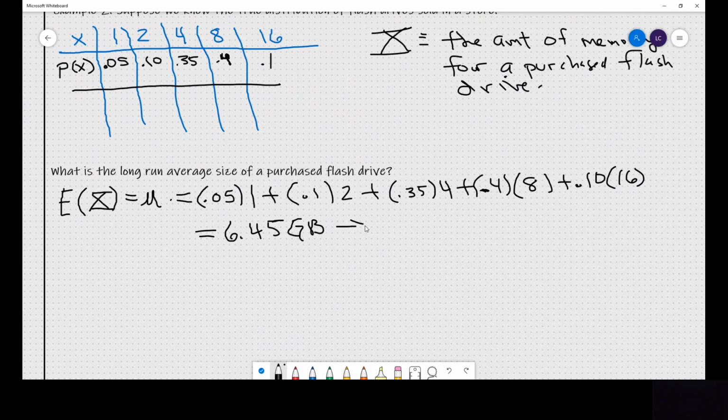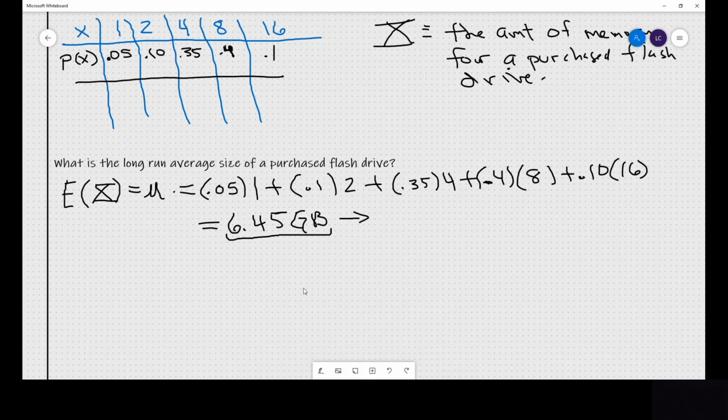Now, what is that saying? Even though there's no way I could go into a store and purchase one that's 6.45 gigabytes, because the only choices that we have are 1, 2, 4, 8, and 16, what we're saying is, in the long run, that's what we're talking about with the expected value. If I just listed all of the ones that were purchased to infinity, as many as we could add up and divide by the total number, we would get an average of 6.45. So that's the idea behind that.